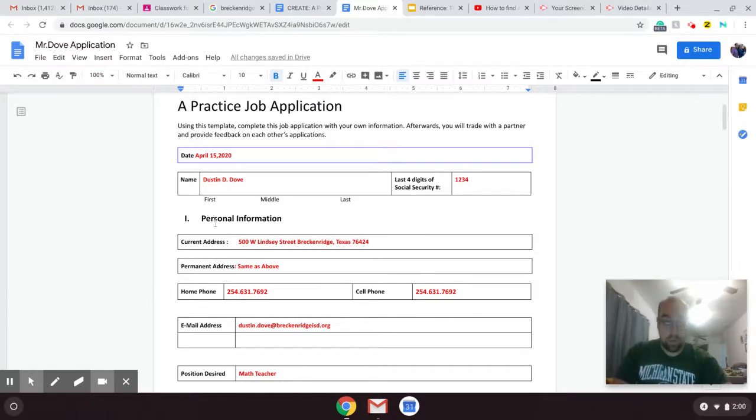So getting to it. The date, you're just going to put the day. I filled it out April 15th, 2020. My name, Dustin D. Dove, and pay attention to it. It says the order, first, middle, and last. So there's first, middle, and last.